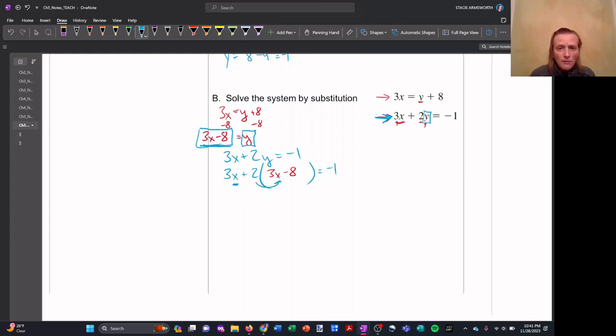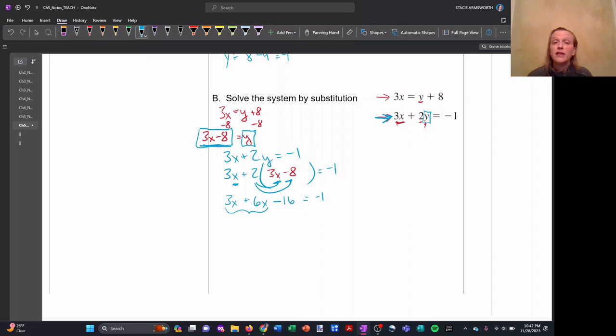So I'm going to do the distributive property. First, I'm going to simplify what I can on the left-hand side, and then I'll solve for x. So I did the distributive property here. My 3x stays as 3x, but when I get to this distributive property, 2 times 3x is 6x, 2 times -8 is -16, and that all equals -1. I haven't done anything to the right side of the equation yet.